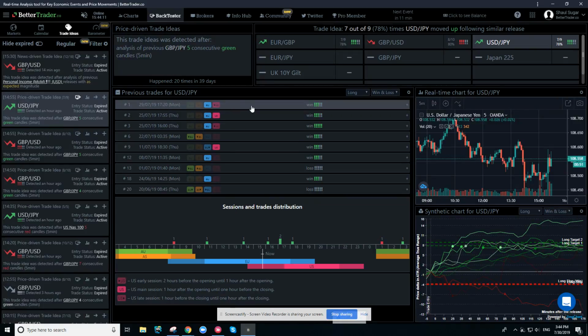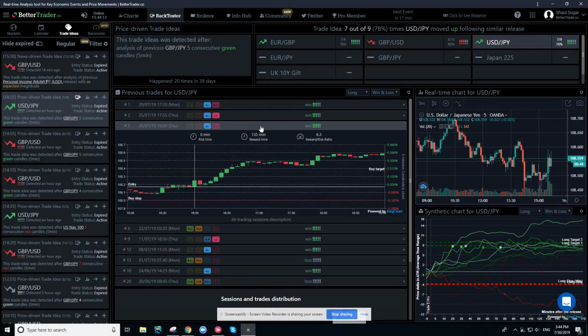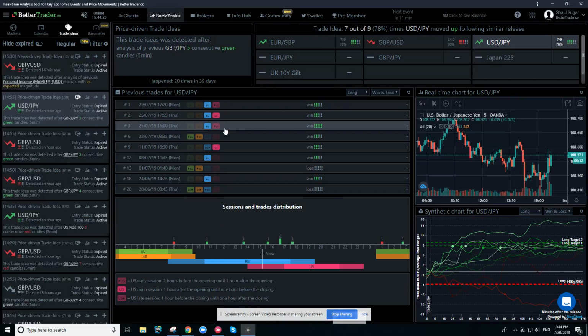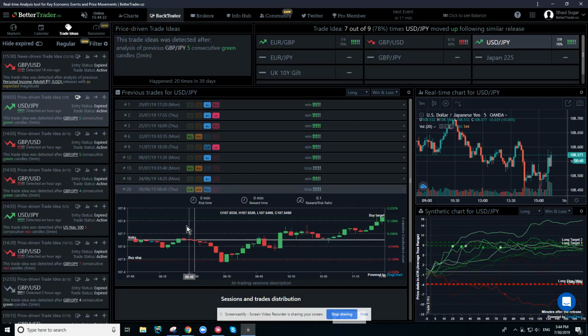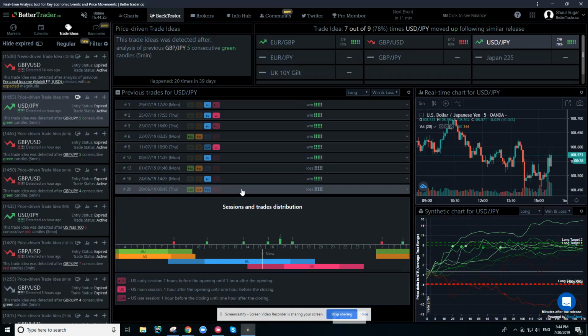So these are the previous trades. We can see where it won, right? It went up steadily. You can see this previous trade, how long it took, exactly what happened. Also, you can see the loss. You can see where the market tended to go off.